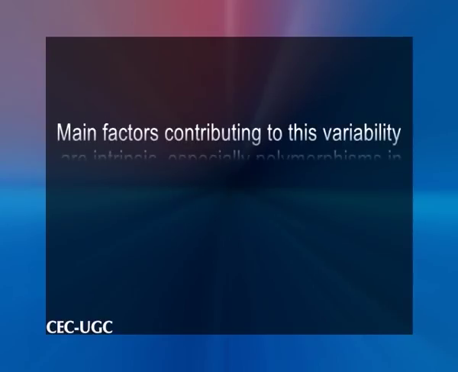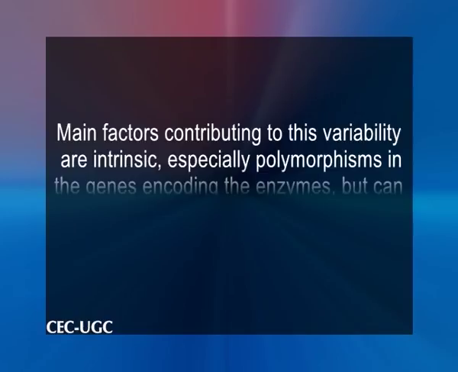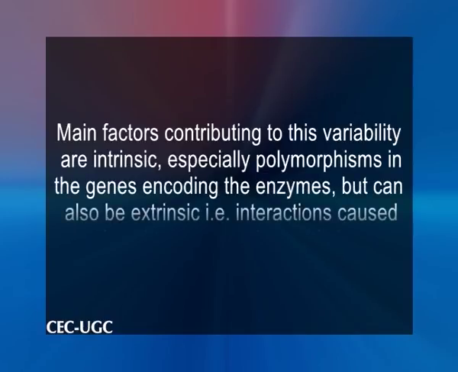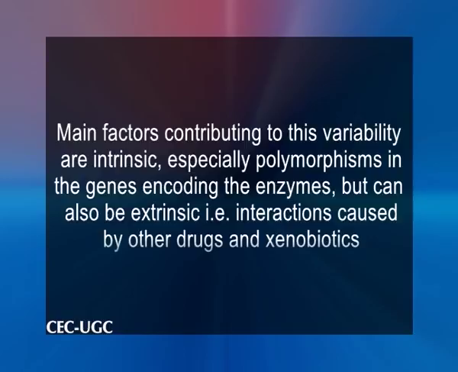Many enzymes involved in prodrug activation are subject to inter-individual variabilities in their activities. The main factors contributing to this variability are intrinsic, especially polymorphisms in the genes encoding the enzymes, but can also be extrinsic, that is, interactions caused by other drugs and xenobiotics. Both intrinsic and extrinsic factors may cause insufficient or excessive conversion of the prodrugs into their active forms.